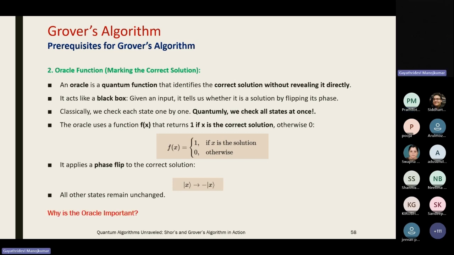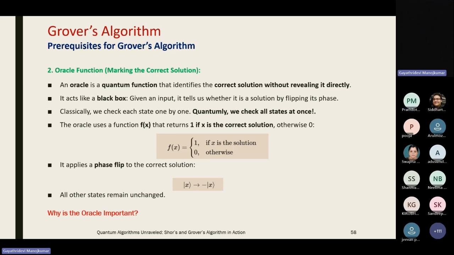Now we need to understand why the oracle is important in Grover's algorithm. It marks the correct state without revealing it explicitly, right? That is why we call it a black box or a hidden box. It does not reveal it explicitly. Only if the correct state is present, it will be marked.